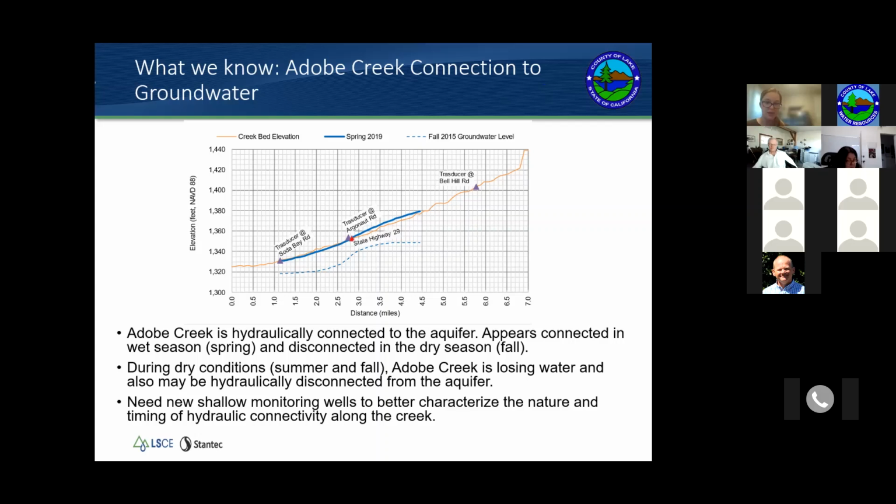That is something the data shows right now, but we would need additional shallow monitoring wells to characterize when this happens and how. That is a known data gap and something that we are planning to include in our project management actions, to gather this type of data so that we can have a better understanding. So that is my portion of the presentation. I'll just pause here before I hand it over to Ibrahim for any questions.